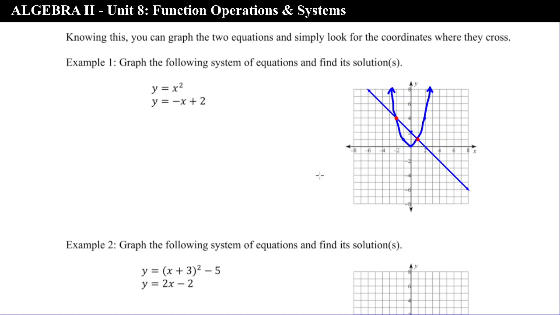And then from here we just write what our solutions are. So our solutions are -2, 4, and I'll write that in blue so it's a little easier to read. -2, 4. And then the other is 1, 1.